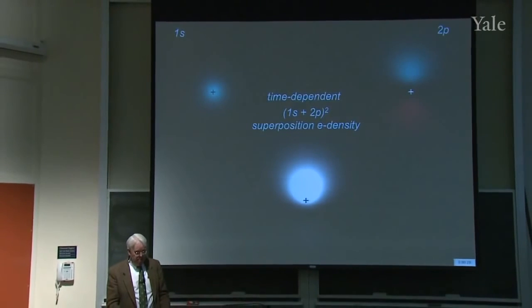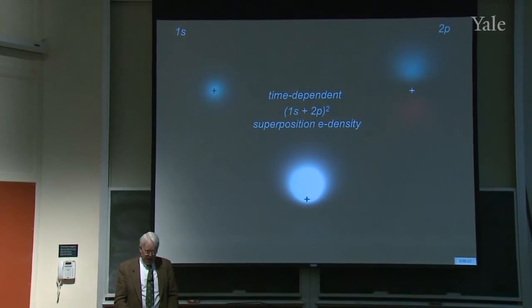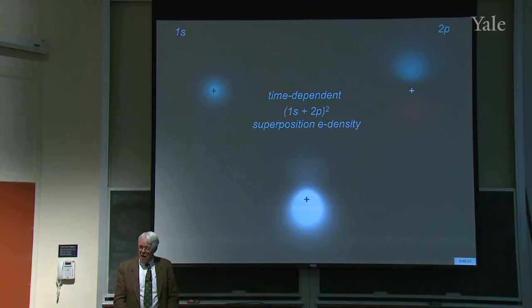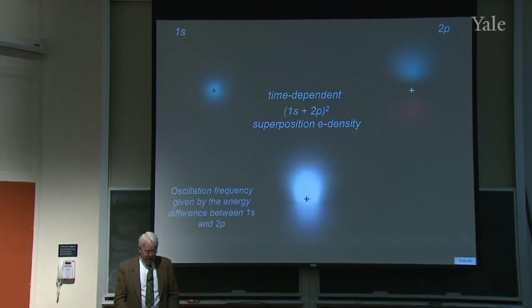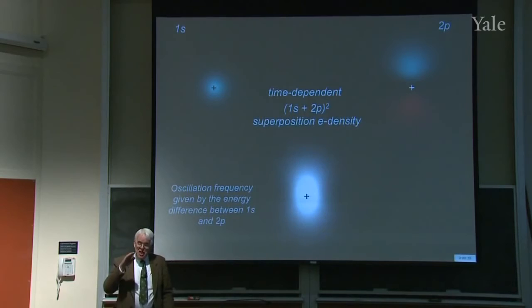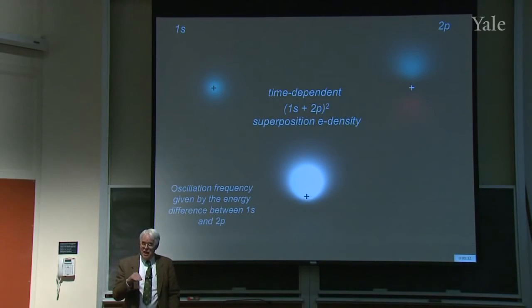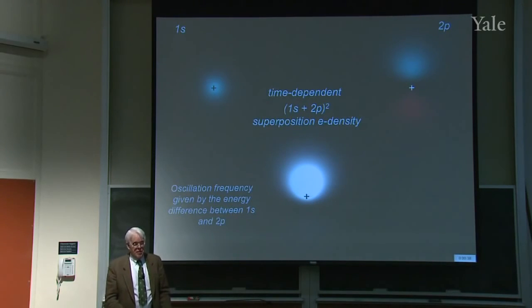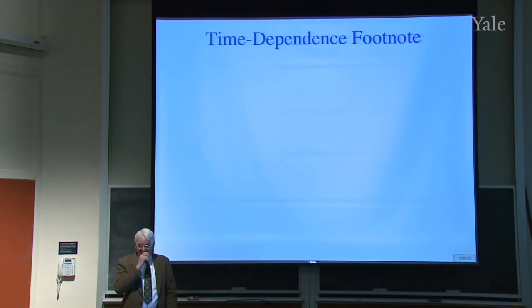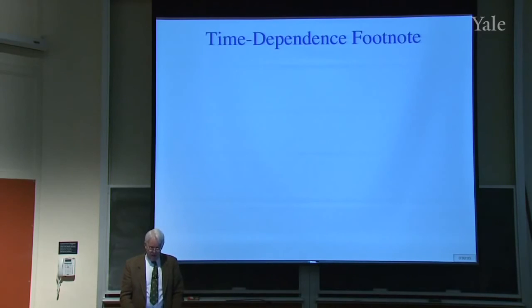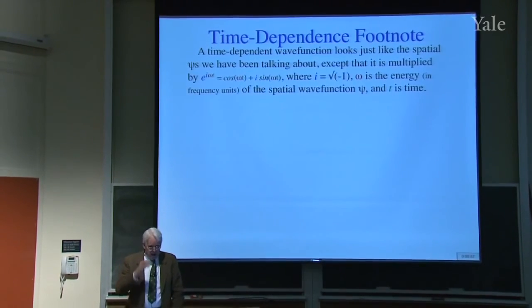But if you make it time dependent, as was being shown over there, then what happens in time is that it goes up and down. Right? And the oscillation frequency, how rapidly it goes up and down, that is, what color of light would interact with it, what frequency of light, has to do with the energy difference between 1s and 2p, right? So here, this is just a footnote. You're not deeply responsible for this, but I wanted you to see it. So I'll just read it to you.